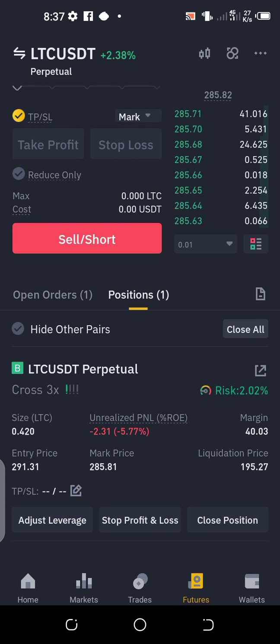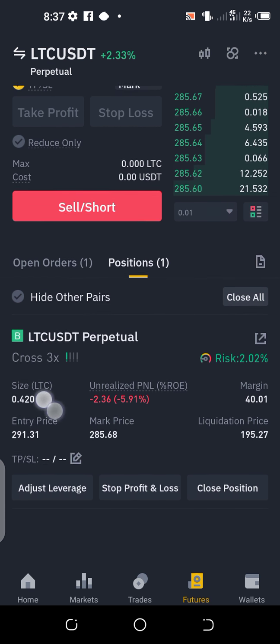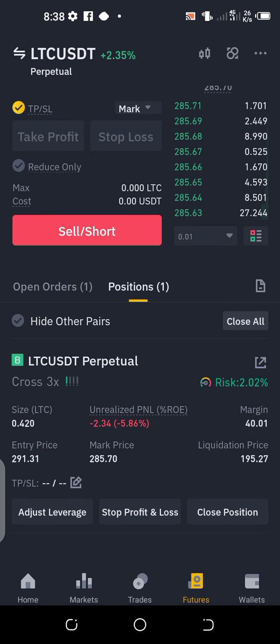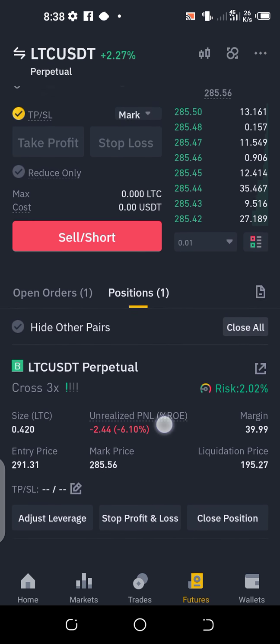Leverage allows you to multiply the amount of money that you have. It increases the size of the coin that you can control. You can see now I came with $40 and I'm controlling 0.42 LTC, which means we need like $120 to buy this LTC. So what leverage does is to increase the size of the LTC I'm controlling.